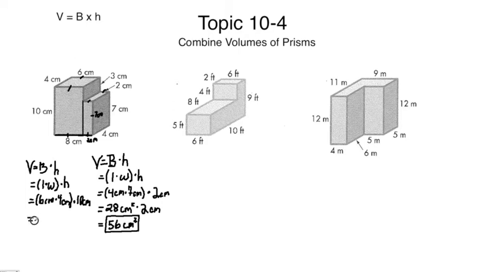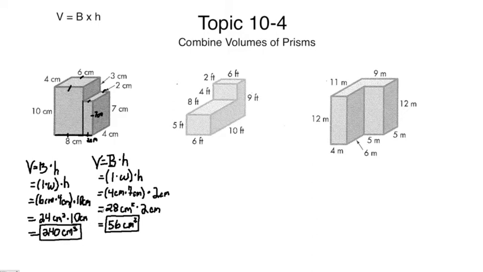All right, now I'm going to chug. 6 times 4 is 24. A centimeter times a centimeter is centimeters squared. And bring down the height, which is 10 centimeters. And now 24 times 10 is 240. A centimeter squared times a centimeter is centimeter cubed. So now I've found the volume of the second one.